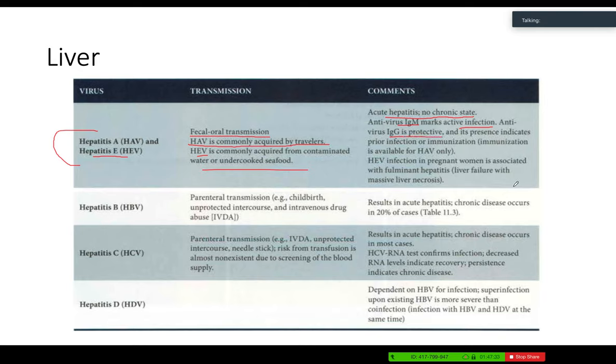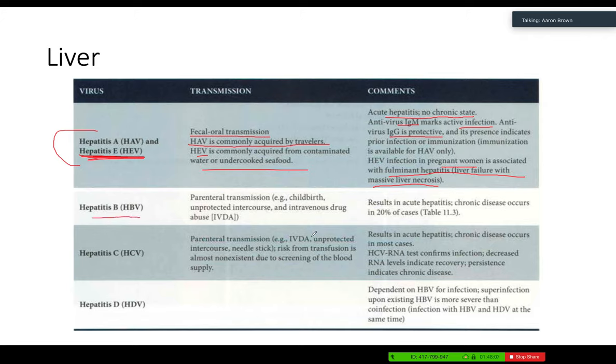The one thing we need to worry about with HEV is its presence in pregnant women, because pregnant women have a decreased immune system, right? Their immune system kind of takes a hit to prevent it from attacking the growing fetus. And so if you have this HEV infection in pregnant women, we worry about fulminant hepatitis, which is liver failure, massive liver necrosis. This can actually be a deadly condition, okay? So hepatitis E, I really want you to make this association with pregnant women.